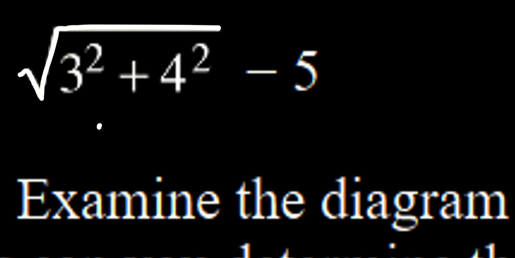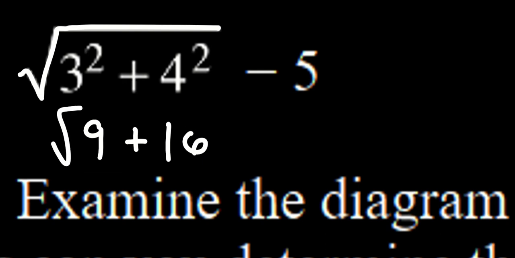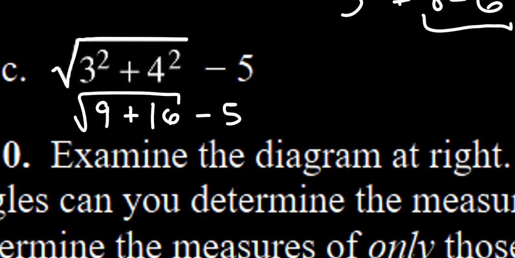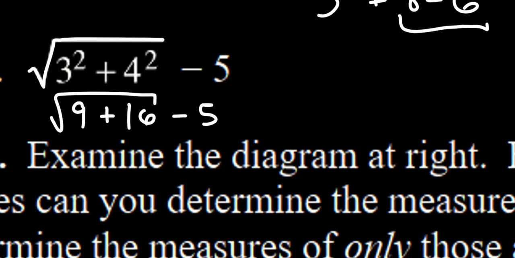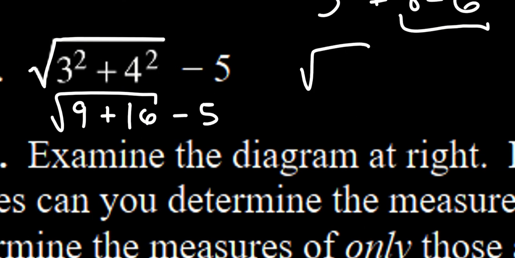I've got 3 squared, which is 9, plus 4 squared. 4 squared is 16, and then I'm going to take the square root of that sum and then take away 5. So let's go ahead and add 16 and 9. 16 and 4 is 20, and then 5 more is 25. This is the square root of 25, take away a 5.